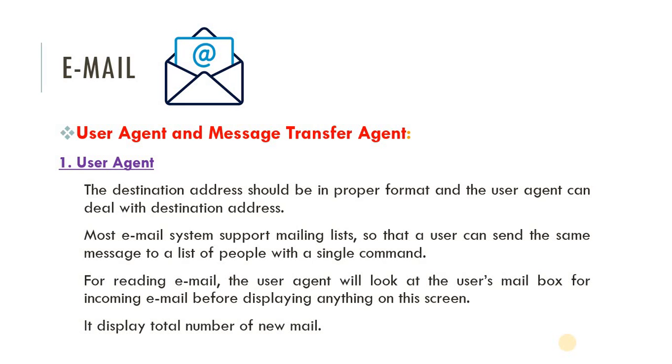So user agent is the screen of a Gmail. It only deals with the email address. Without the email address, we can't send a message to someone else. It just uses the receiver's email address to send that mail to that location.